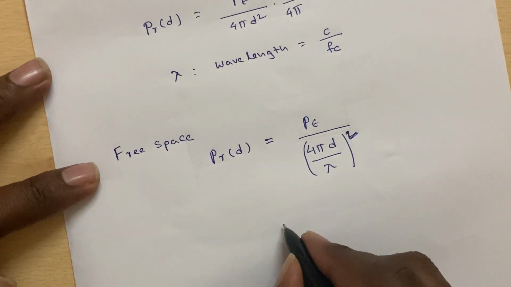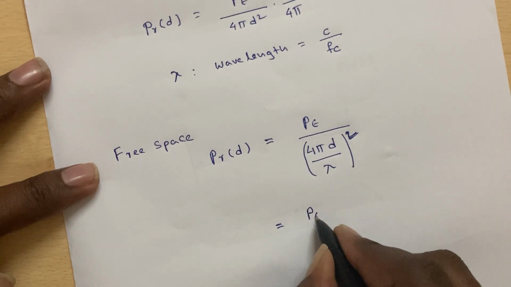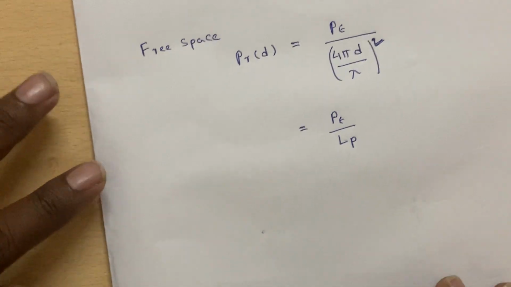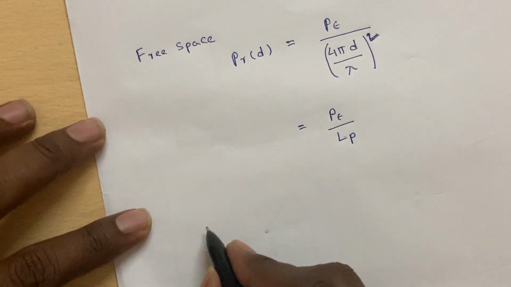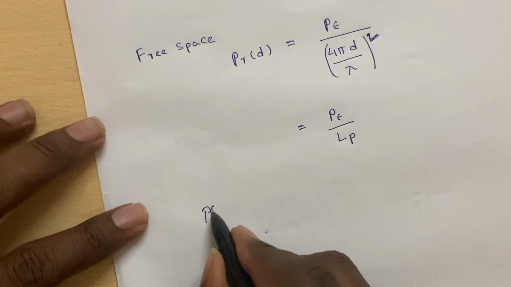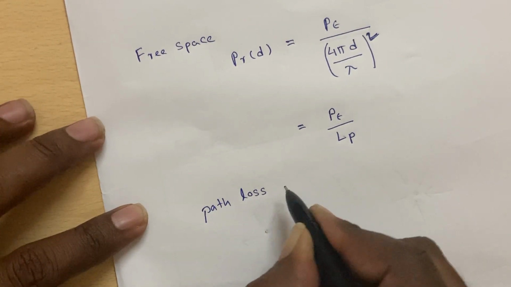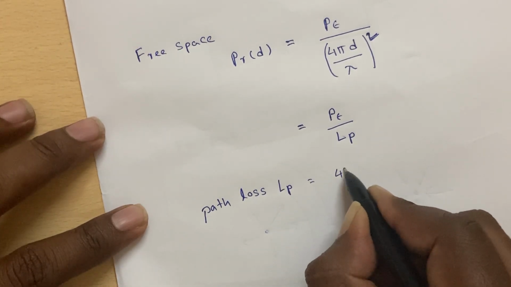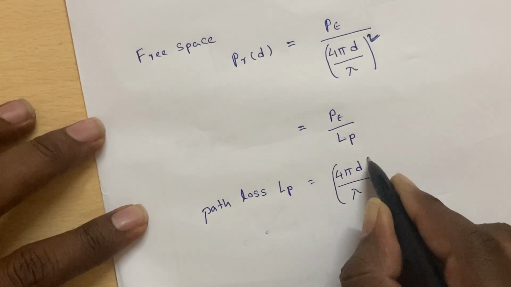This can also be written like this, Pt by simply Lp. We are just simplifying it. So we're calling this Lp the path loss, which is equal to (4 pi d by lambda) whole square.